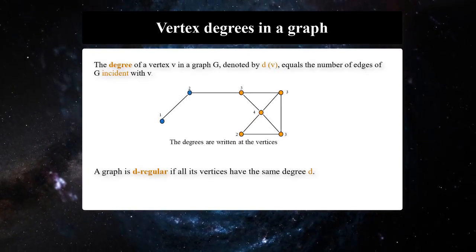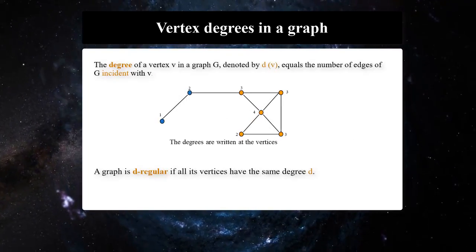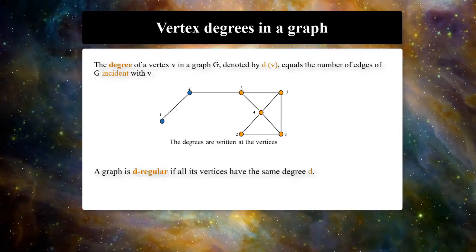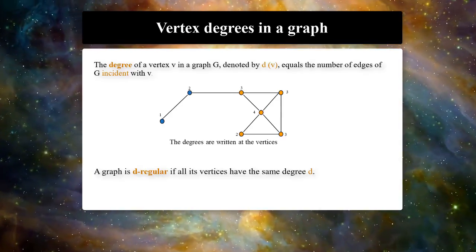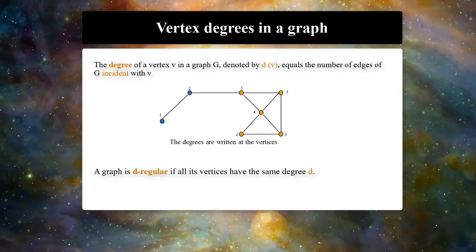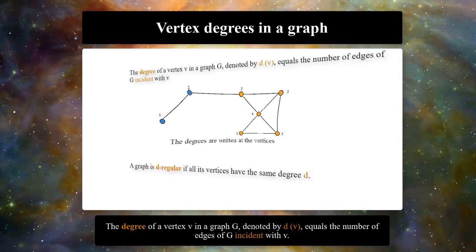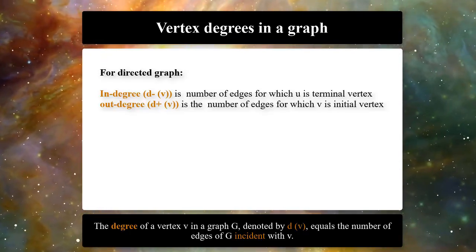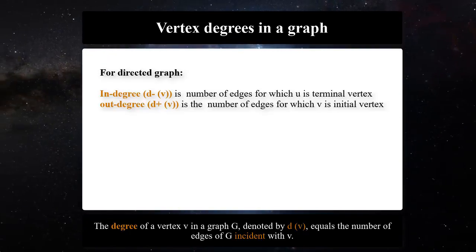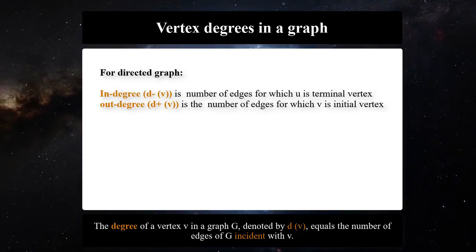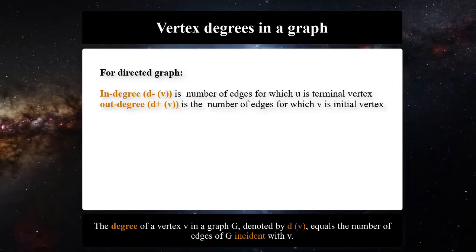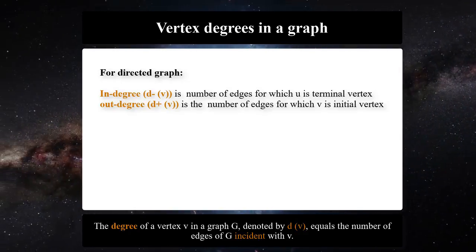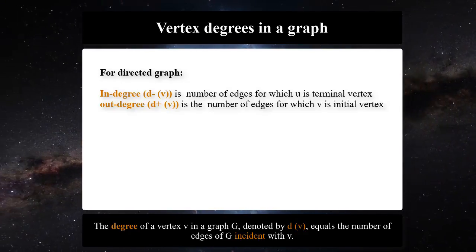The degree of a vertex v in a graph G is the number of edges of G incident with v. A graph is D-regular if all its vertices have the same degree D. For a directed graph, we can refine our definition and divide it into two: in-degree and out-degree. In-degree is the number of edges for which v is a terminal vertex, and out-degree is the number of edges for which v is an initial vertex.